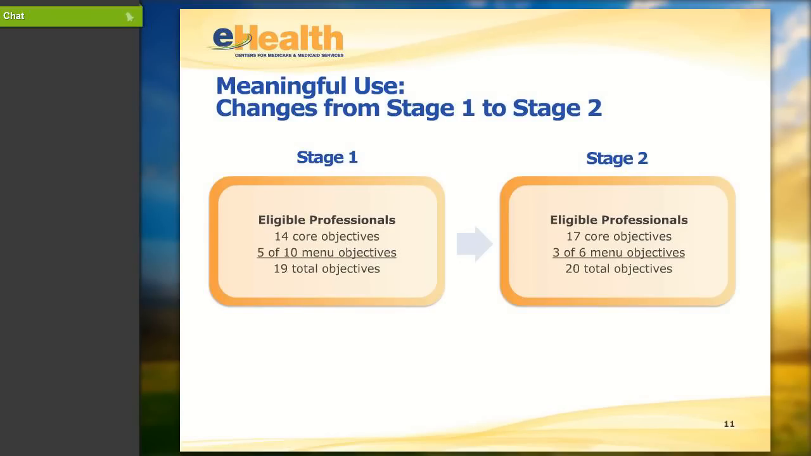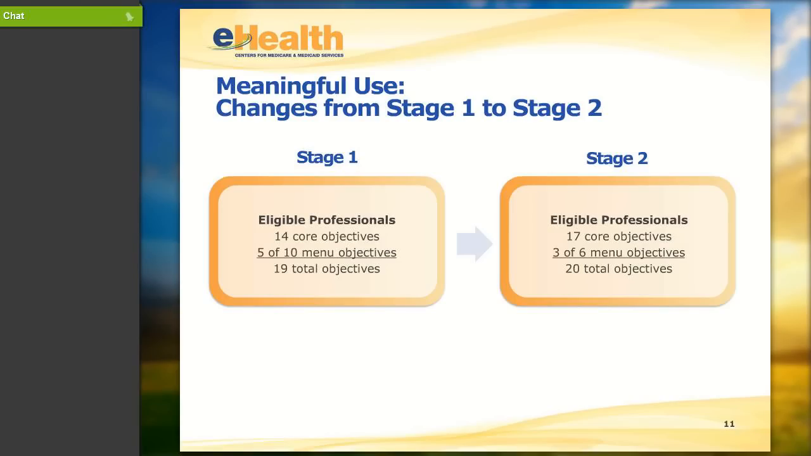So this is the essential structure of Stage 1 on the left. You had 15 core objectives for eligible professionals. The reason it says 14 here is because one of those objectives was testing information exchange, and that objective was actually eliminated in 2013. So if you are used to seeing 15 core objectives and you're seeing 14, that is why. And of course, there were the menu objectives, and you selected 5 out of 10 of those menu objectives. So you're reporting on a total of 19 right now.